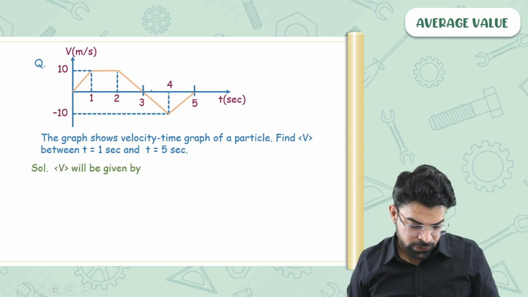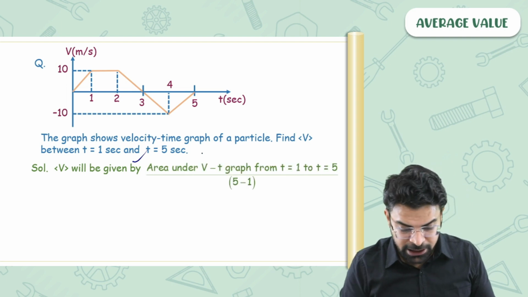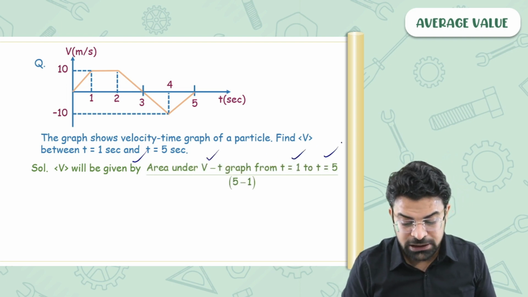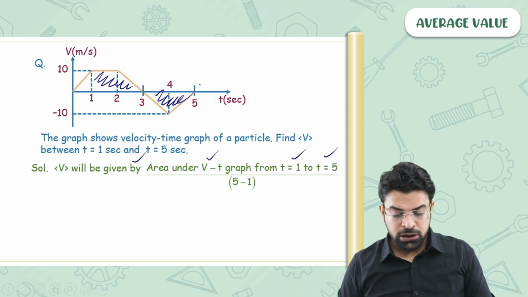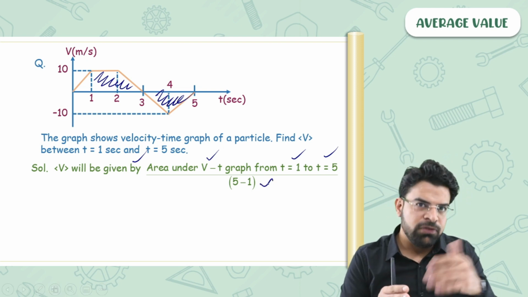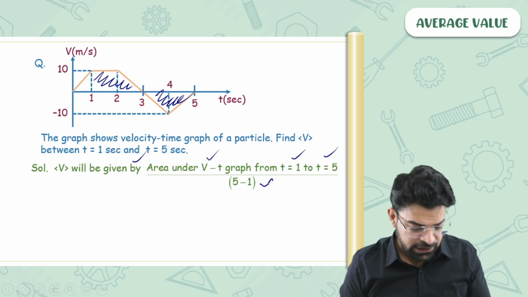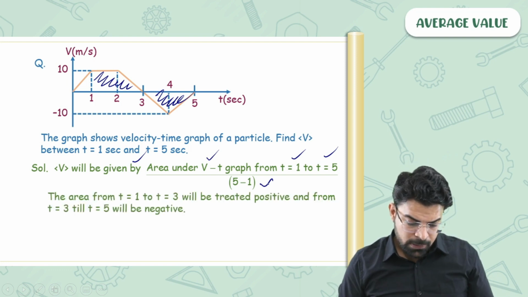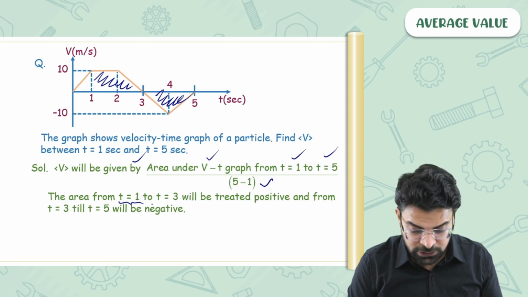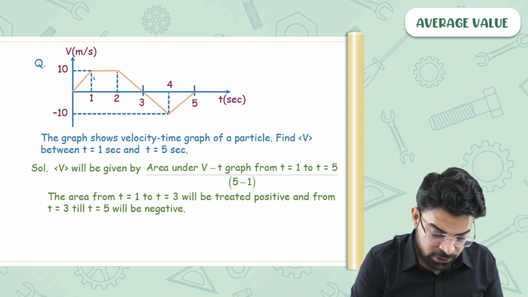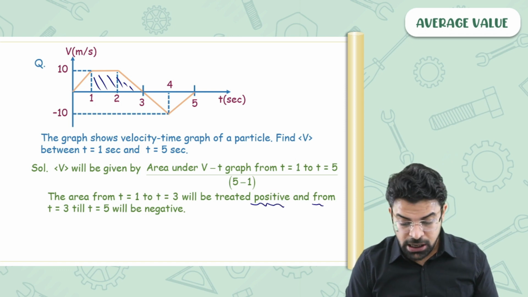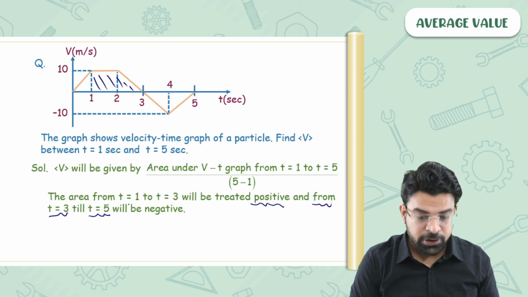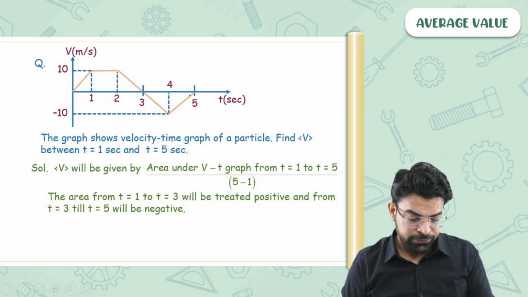So let's see. The average velocity will be given by the area under the vt graph from time equals 1 till time equals 5, which is this area, upon the change in time. Initial time is 1, final is 5, so the change in time is 5 minus 1, that is 4. The area from time equals 1 till time equals 3 will be treated as positive. And from time equals 3 till time equals 5 will be treated as negative.